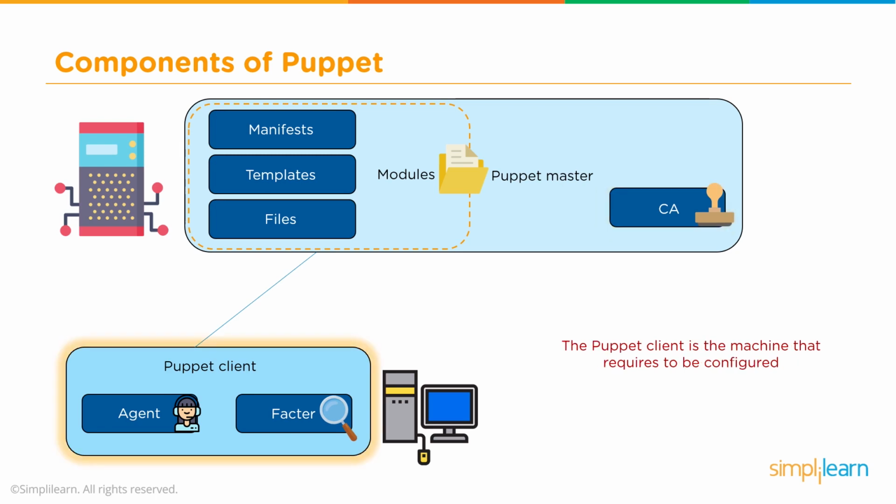Outside of the master server where you'd create your manifests, templates and files, you would have the Puppet client, which is a piece of software that is used to configure a specific machine. There are two parts to the client. One is the agent that constantly interacts with the master server to ensure that the certificates are being updated appropriately. And then you have the facter, which is the current state of the client that is communicated back through the agent.